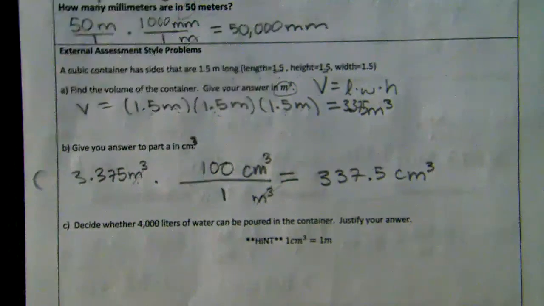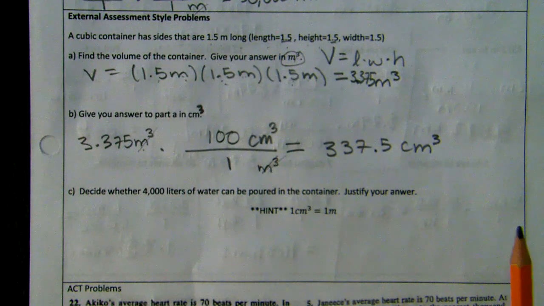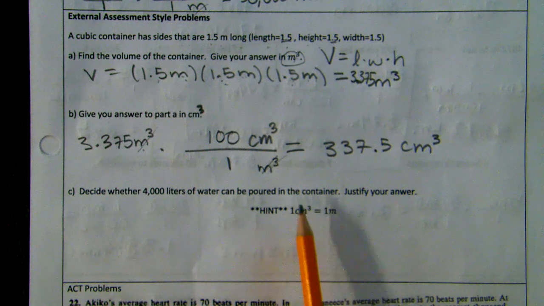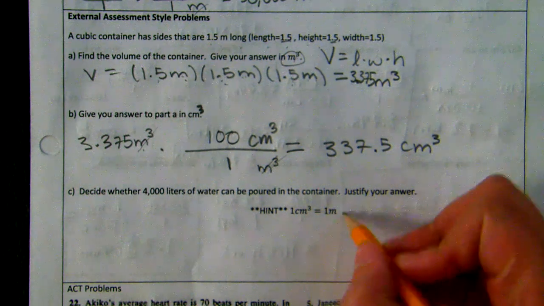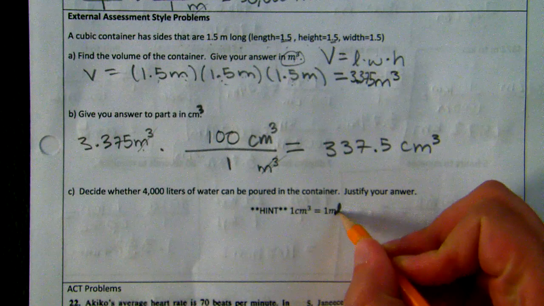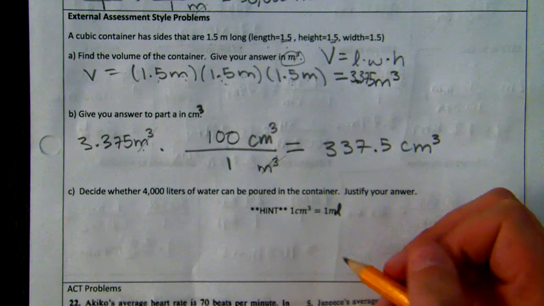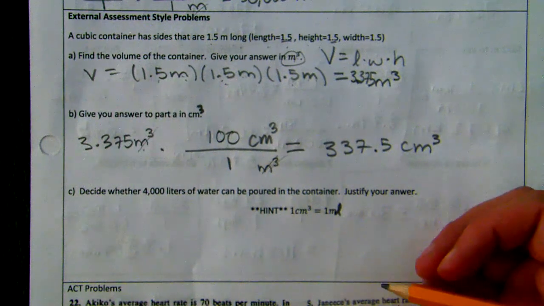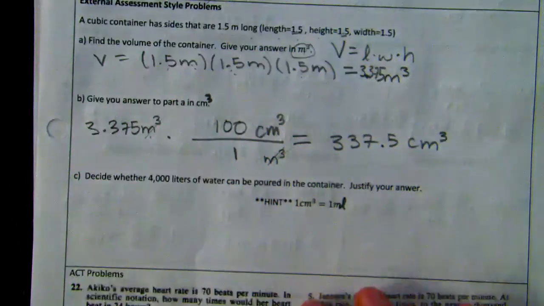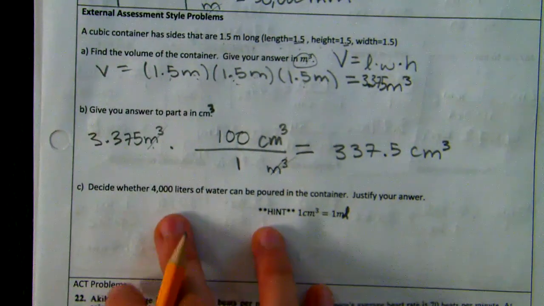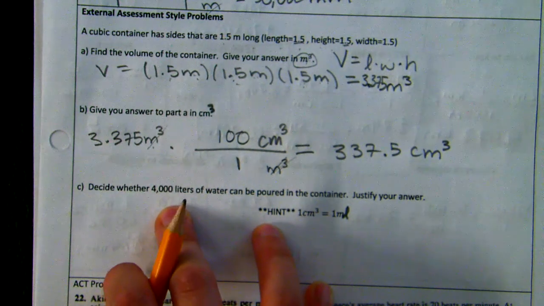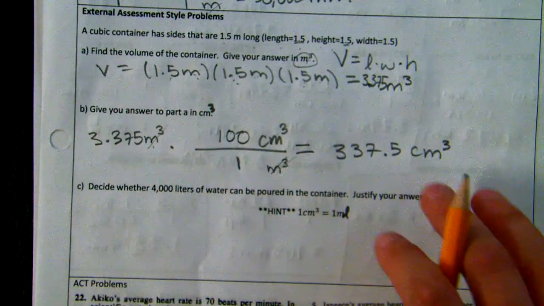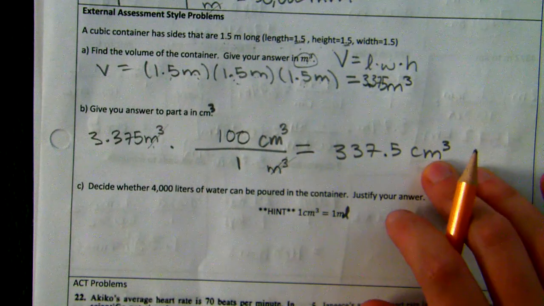So our next part is decide whether 4,000 liters of water can be poured into the container. Justify your answer. And the hint is 1 centimeter cubed equals 1 milliliter. So let's make sure to add that out so we know it's 1 milliliter. The way that I decided to approach this problem, there's a couple of different ways you can do it, but I want to find out how many centimeters cubed are in 4,000 liters, because then I can compare it to our answer from part B.